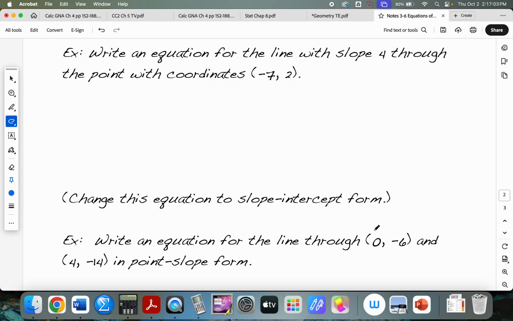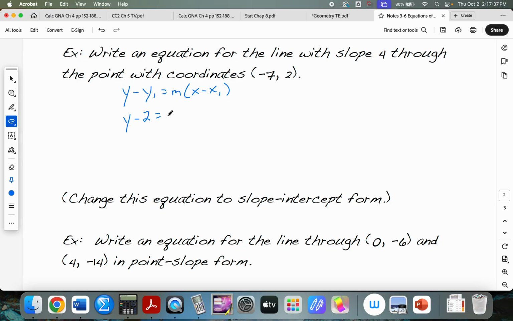For this one, write an equation for the line with slope 4 through the point with coordinates -7, 2. They gave me a slope and they gave me a point. Use point slope. So y minus y1 is equal to m times x minus x1. So I've got y minus, what's the y coordinate? 2.